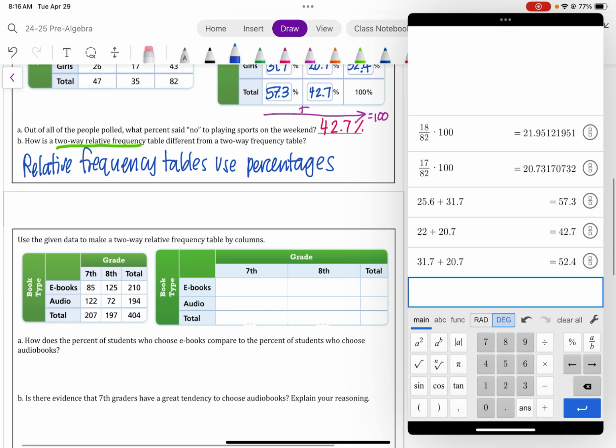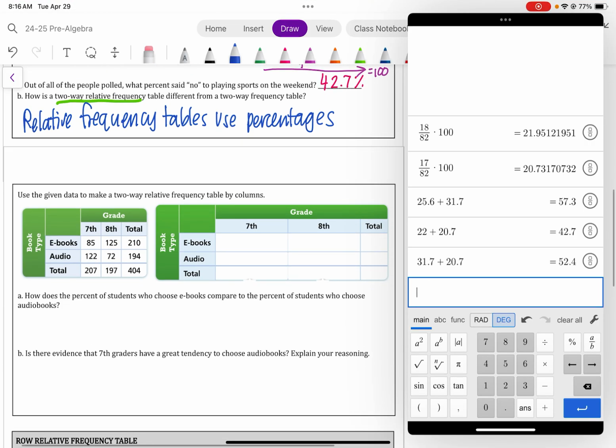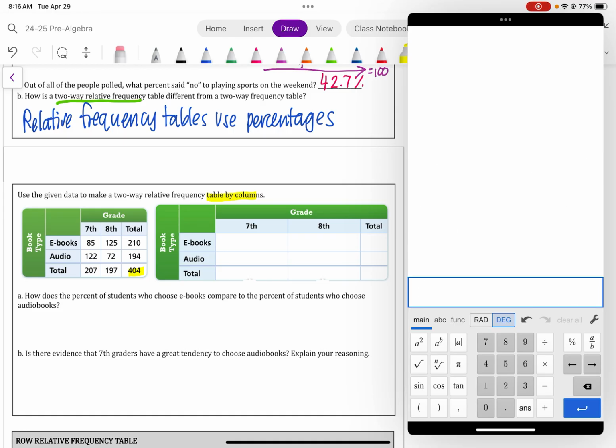Okay, moving on to the next one. Use the given data to make a two-way relative frequency table by columns. Okay, so we have a total of 404. So we're going to, because we're doing this by columns, we're going to see what percent of 7th graders liked ebooks. That's 85 out of the 207 7th graders.